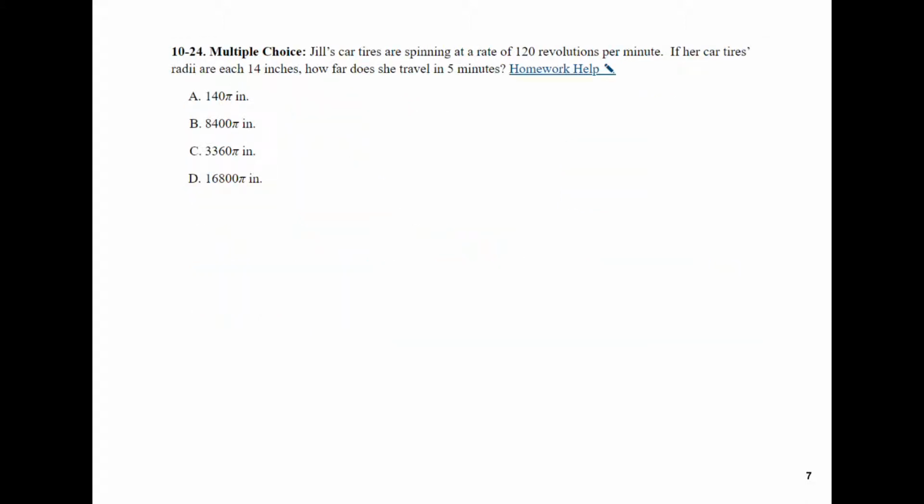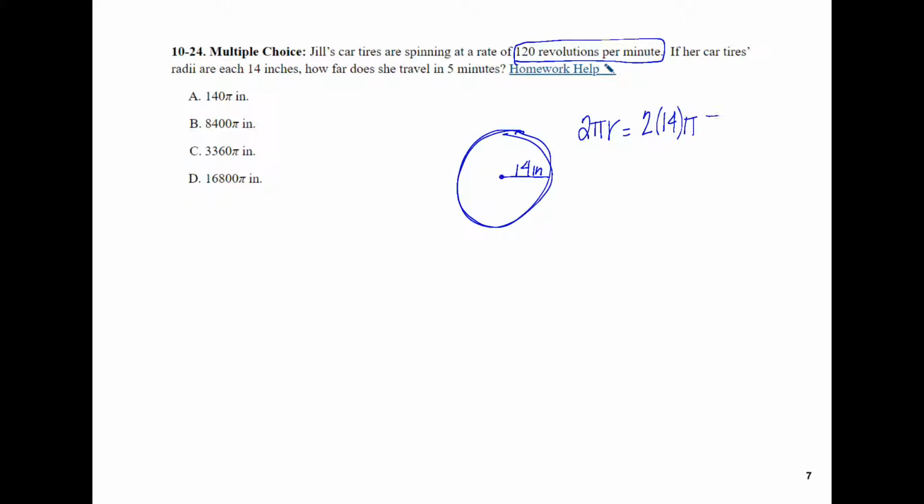10-24. Jill's car tires are spinning at a rate of 120 revolutions per minute. If her car tires' radii are each 14 inches, how far does she travel in 5 minutes? The first thing I would do is find the distance around my circle. So I'm going to use my circumference. I would do 2 pi r, which would be 2 times 14 pi, which equals 28 pi.